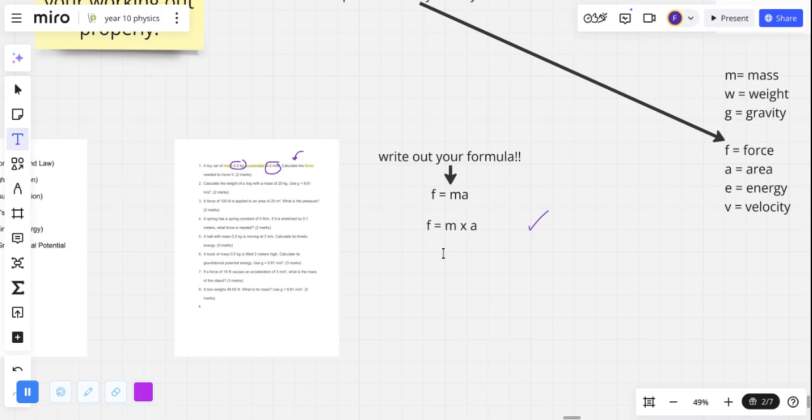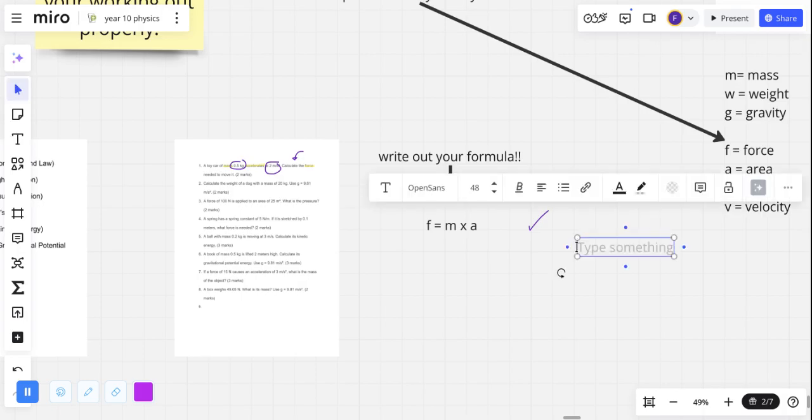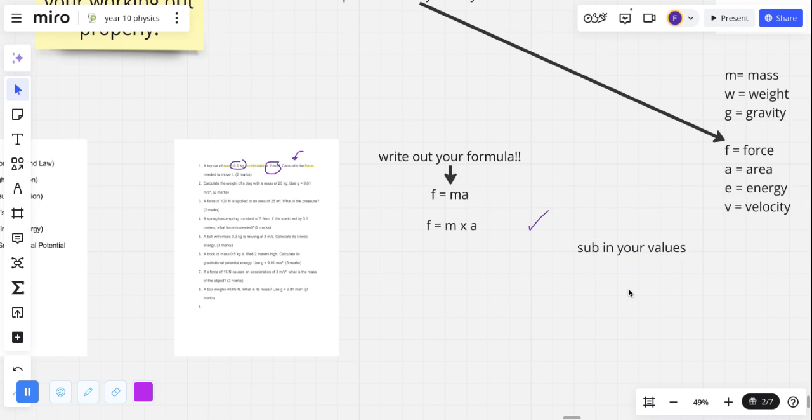Substitute. So I'm going to write that to the side here. Sub in your values. I'm using a maths term. Sub in your values. I don't need you to use that, but I want you to get used to that as well. So what do I mean by sub in your values?